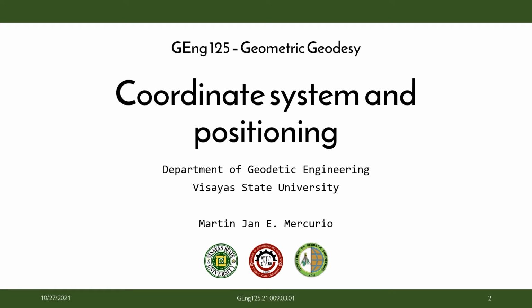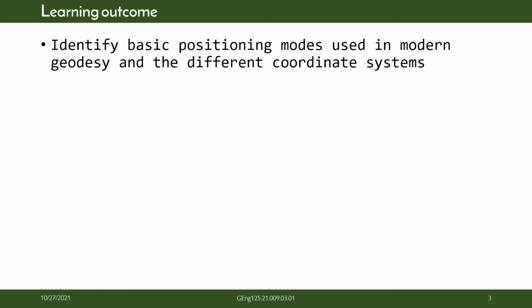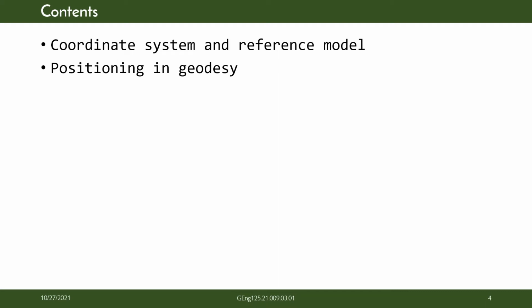So in this video, we will discuss coordinate system and positioning. It is expected at the end of this lesson that the student should be able to identify basic positioning modes used in modern geodesy and the different coordinate systems. So here are the contents of this lesson. First we have the coordinate system and reference model, and second we have the positioning in geodesy.